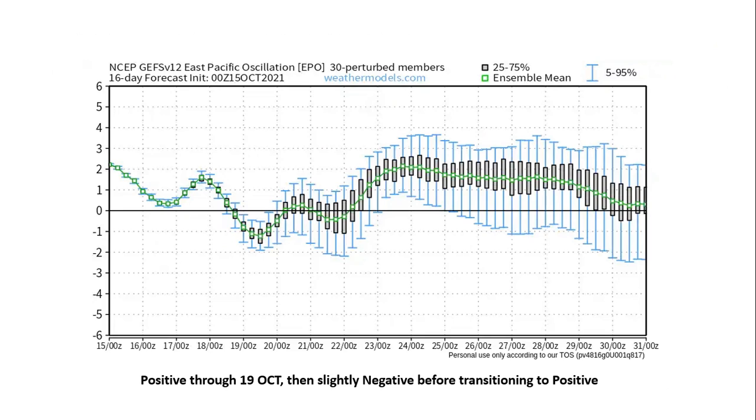And then finally, the NCEP GEFS V12 model EPO forecast, 30 perturbed members, the ensemble mean showing negative conditions, becoming positive through 19 October, but then negative after that before transitioning back to positive beyond 23 October.